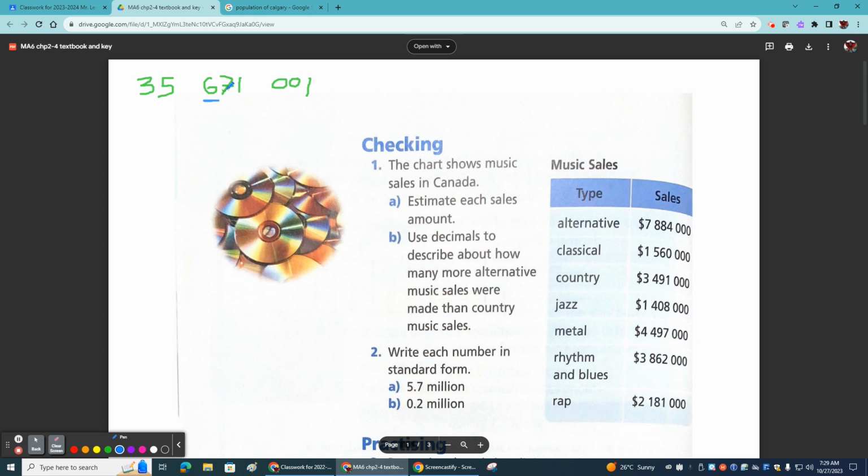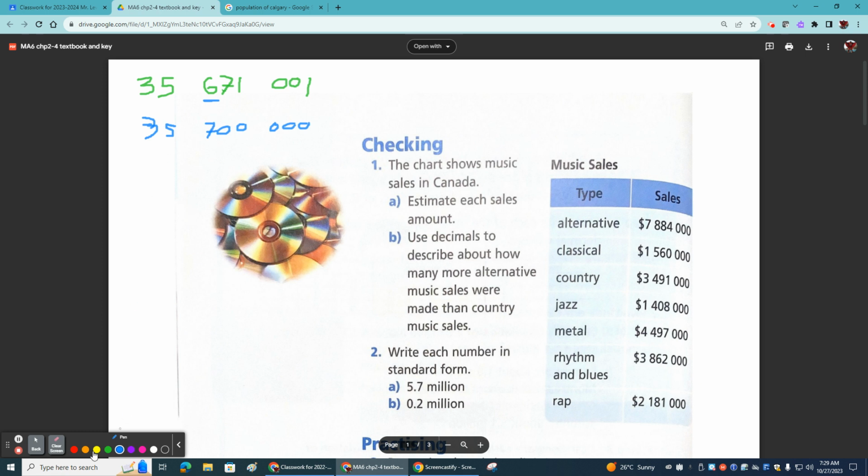So I look to the right. Yes, this number is greater than 5. So my 6 is going to round up to a 7. All the place values to the left stay the same. All the place values to the right turn into zeros. Boom. Awesome. So now I've rounded it to the nearest 100,000.